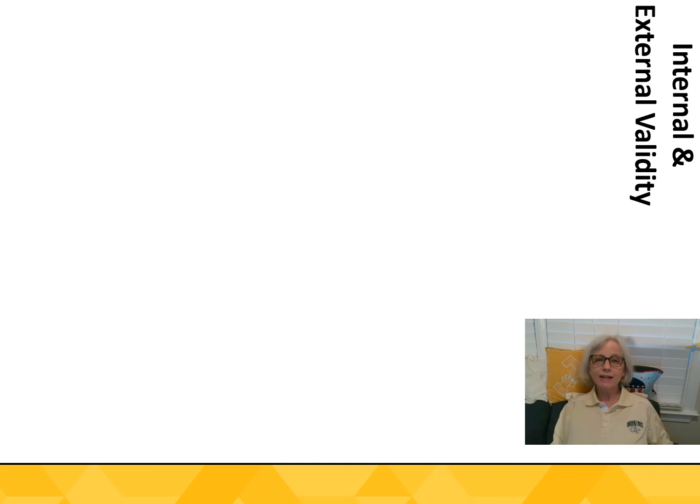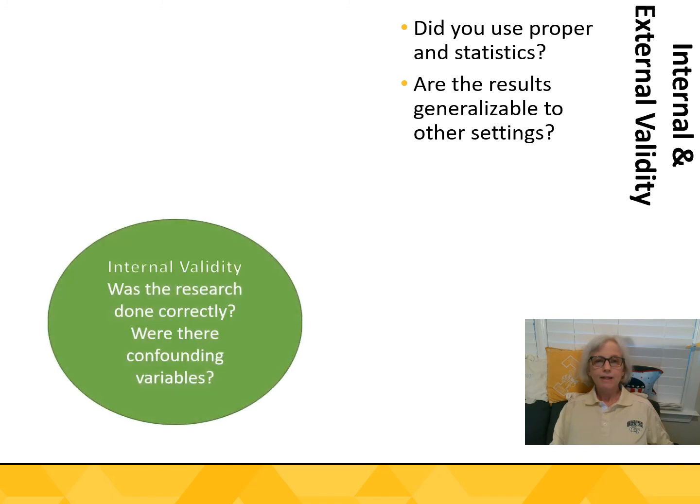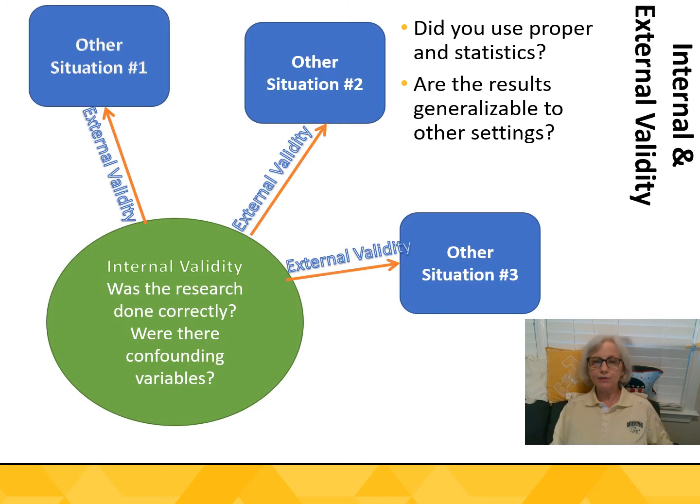When evaluating internal and external validity, you analyze: did you use appropriate research techniques and statistics? For instance, did you use statistics meant for normal samples when the distribution was not normally distributed? Are the results you obtained generalizable in other contexts beyond your study? Internal validity assesses if the research was conducted in a correct manner and if there were any confounding variables that might have influenced the outcomes. External validity then looks to see if there are other situations where the results would apply.